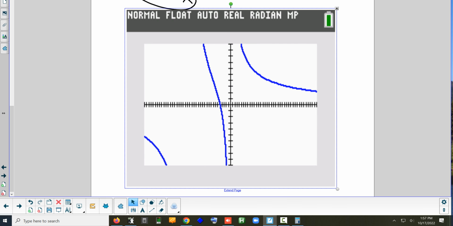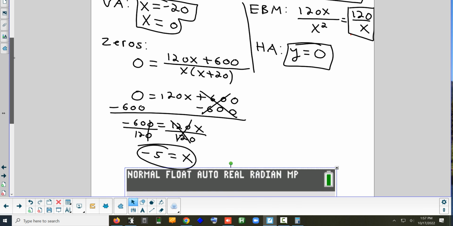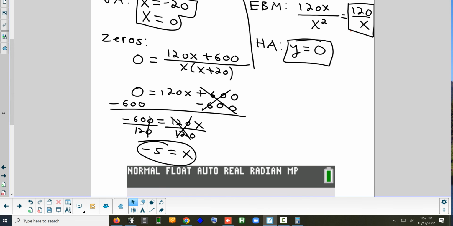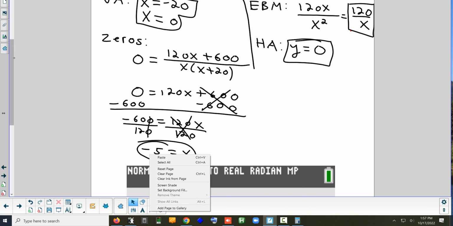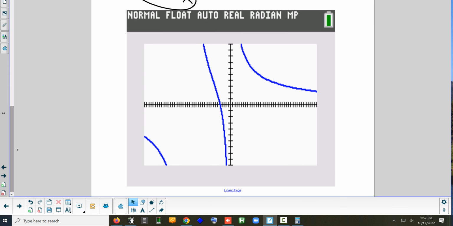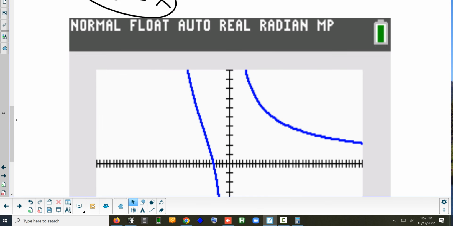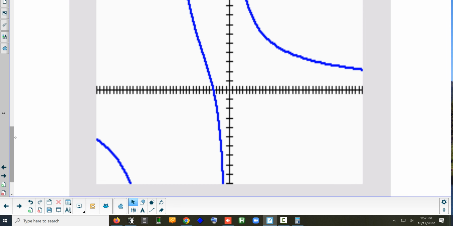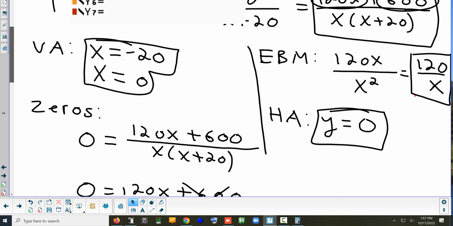The important things we want to be able to see are, where does it cross the x-axis? That's the 0. It should cross at -5. Look at my graph. I know it's a little hard to see, but does it look like it crosses at -5? What do you think, Sam? You can't really see it too well, but if you count 1, 2, 3, 4, 5 to the left, yep, that's where it crosses. There should be a vertical asymptote at 0.